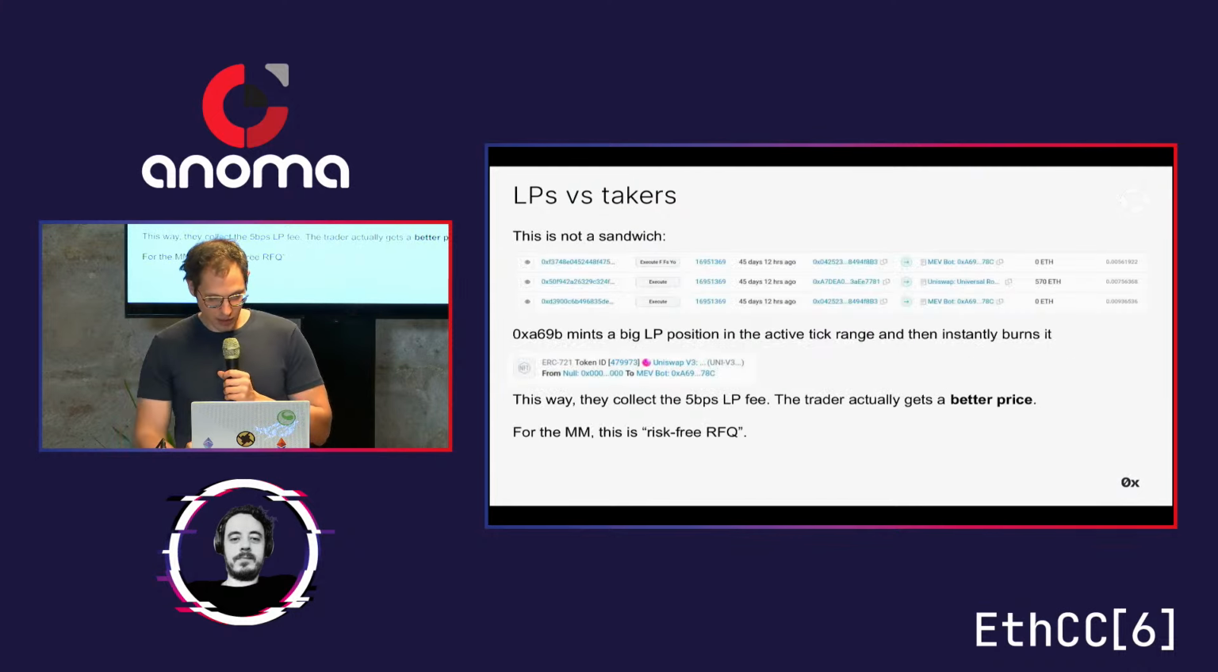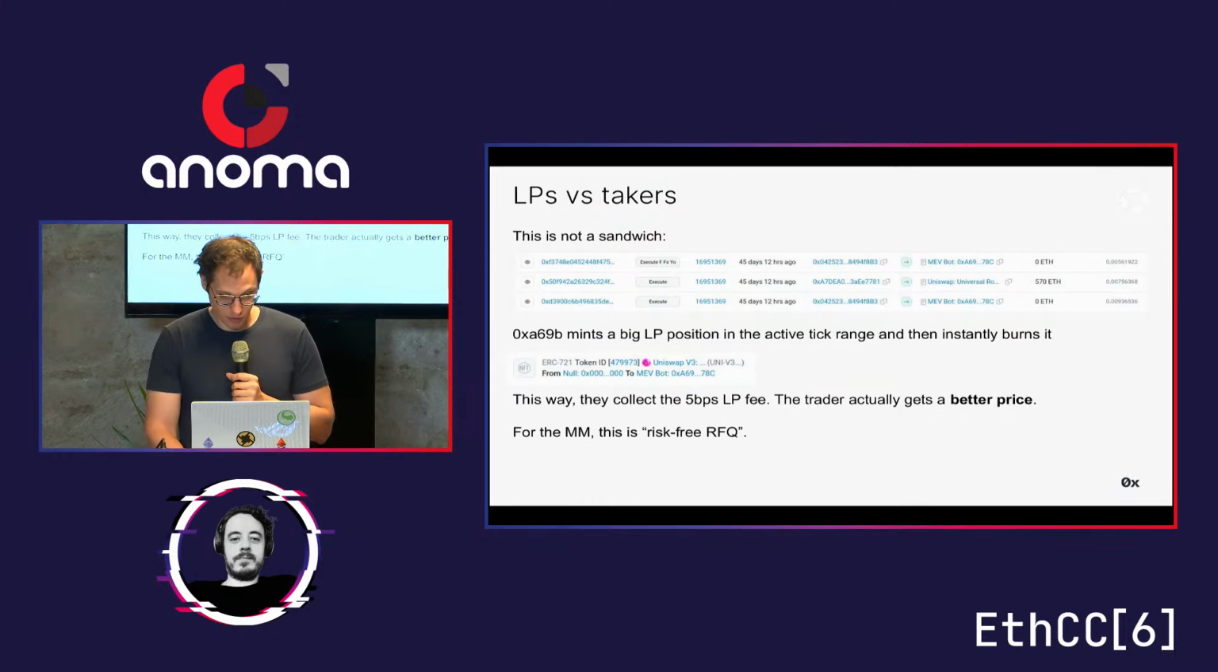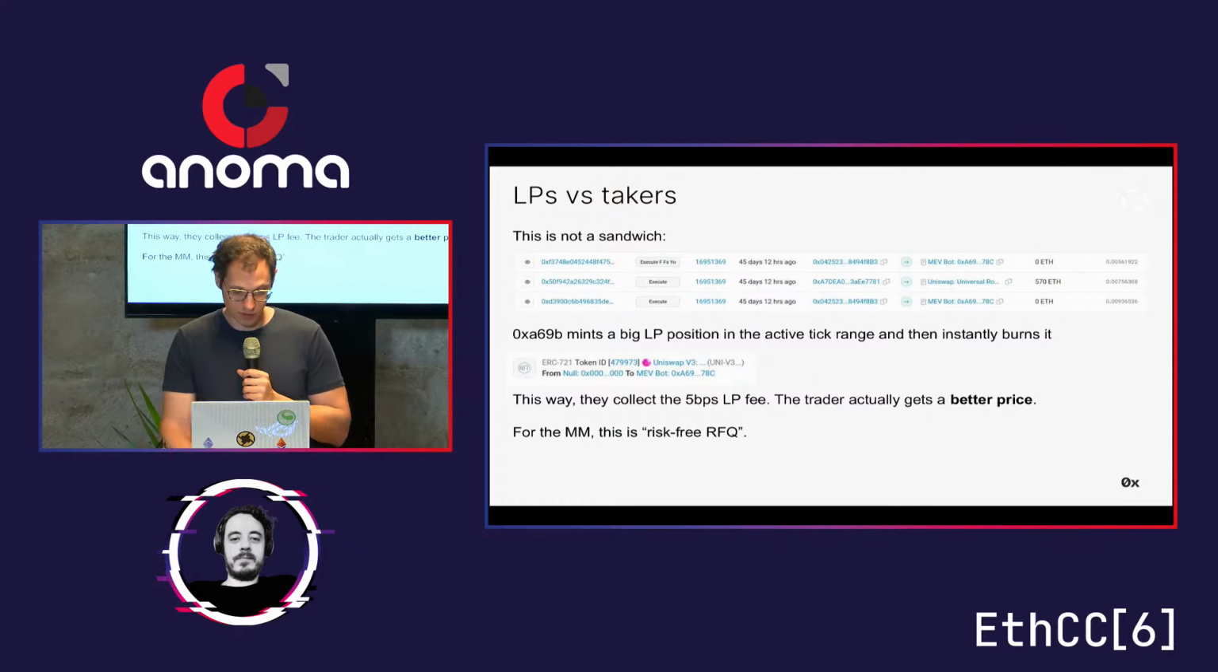So two things were happening a lot in April that were not happening before, when the block builders and high-frequency trading firms ramped up their activity. The first is this is not a sandwich. It looks like a sandwich, but it's not a sandwich. In the first transaction, the searcher mints a very big LP position in the tick range where this trade on Uniswap will happen. And this way, they collect all the fee. And in the third transaction, they just burn this position. So they see the transaction in the mempool, they become the counterparty to that trade, and they're happy to be the maker for it.